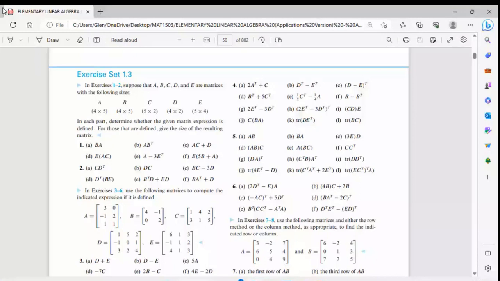Okay, let's clarify something here. This matrix A, the entries in the first row are 3 and 0. Do we agree? Yeah, I agree. In the second row, the entries are -1 and 2. Do we agree? I agree. In the last row, which is the third row, the entries are 1 and 1. I agree. Now, you and I, so far, have agreed.